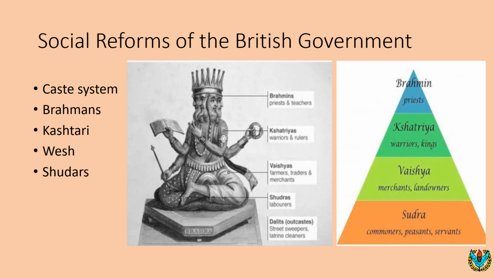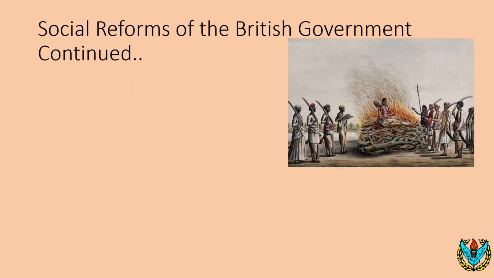British government provided equal opportunities to all through education and other reforms by which the caste system was discouraged. Women's education also brought in social changes and reforms. The second major reform of the British government was the prohibition of sati.